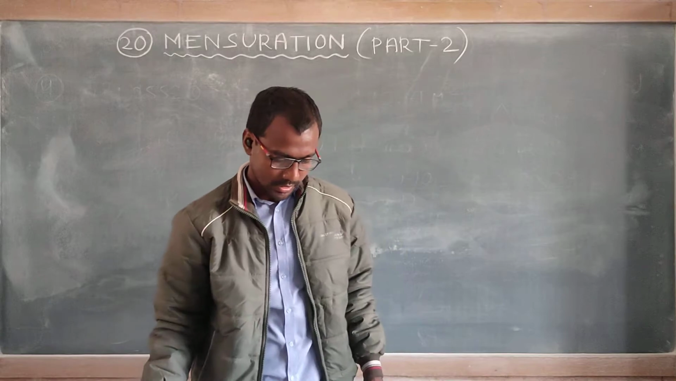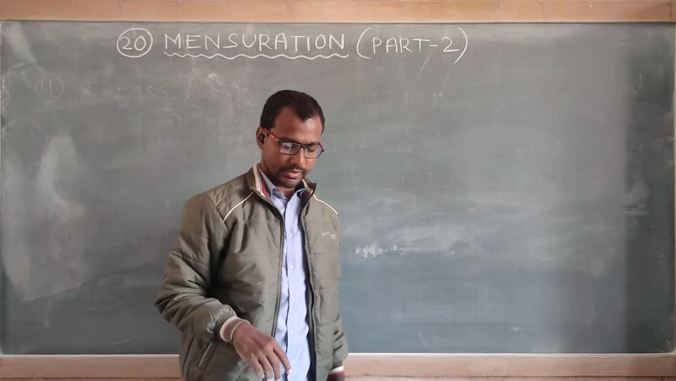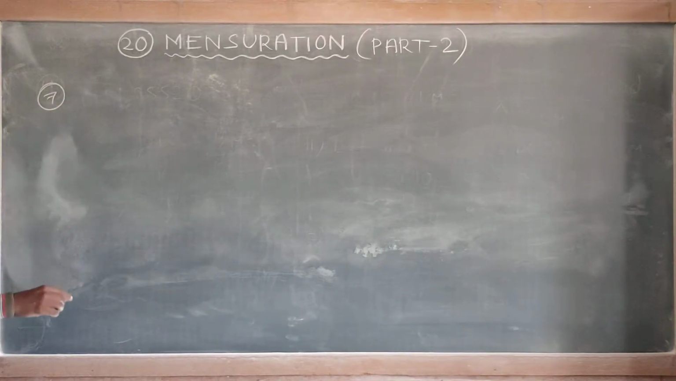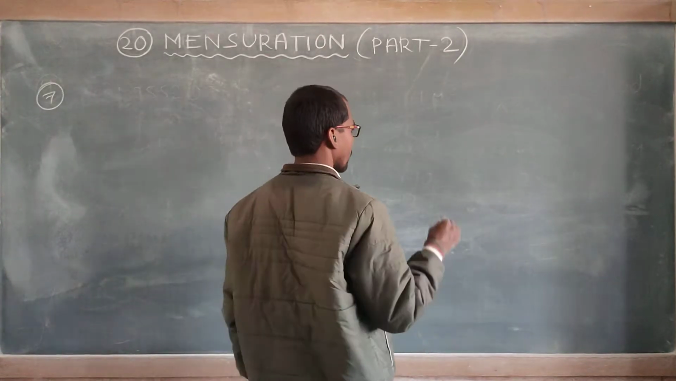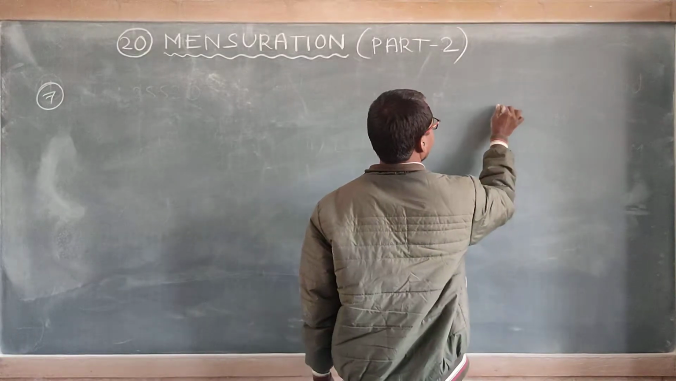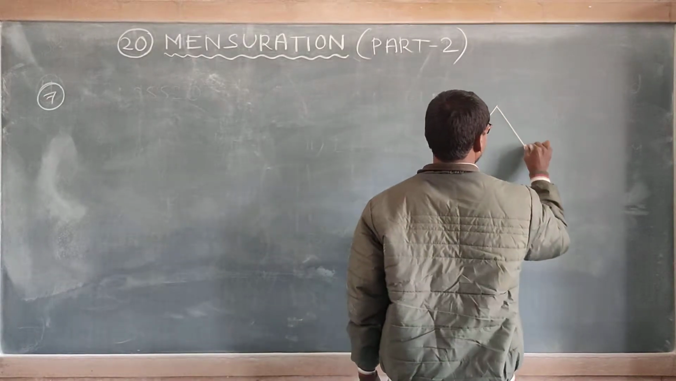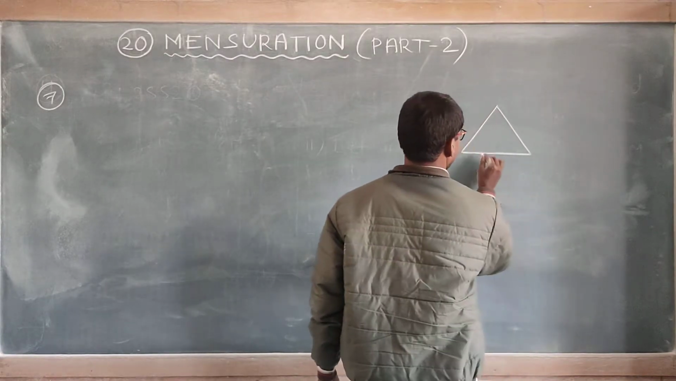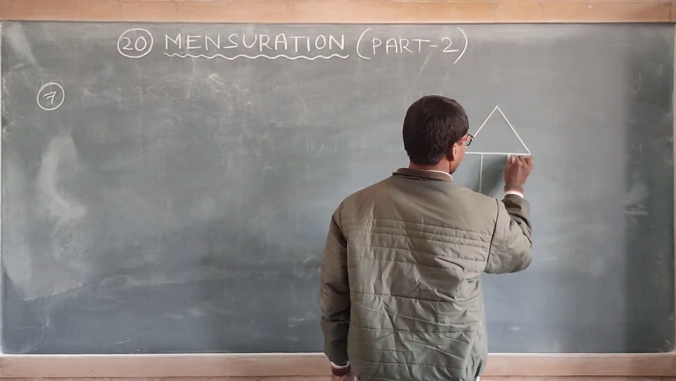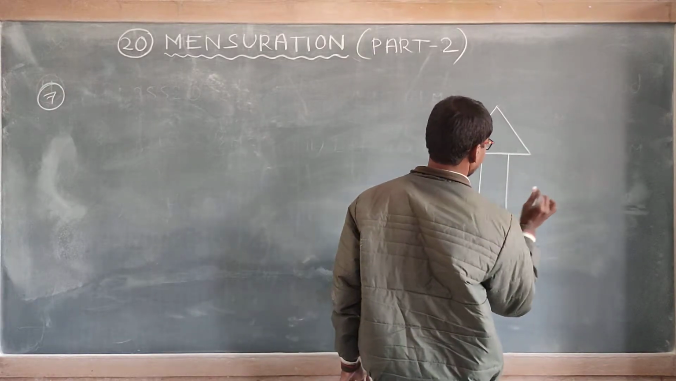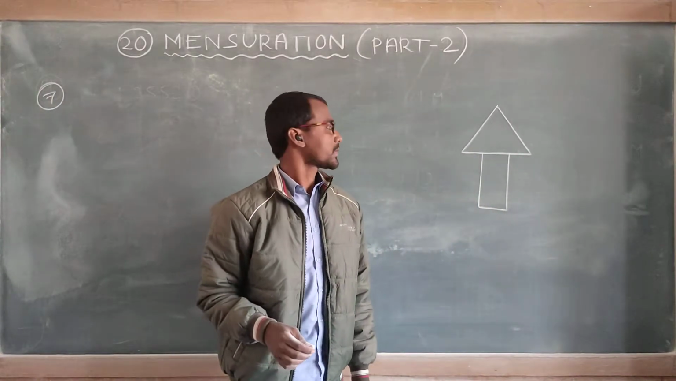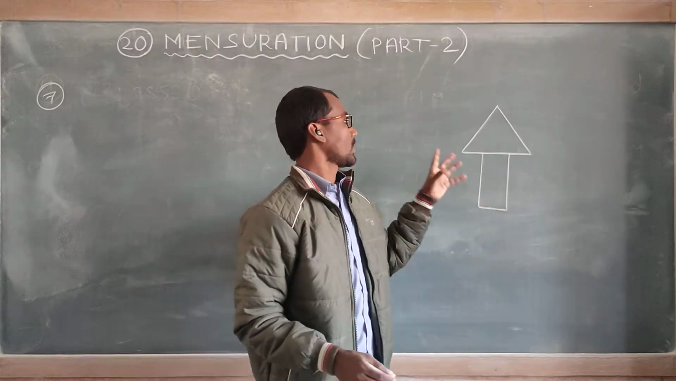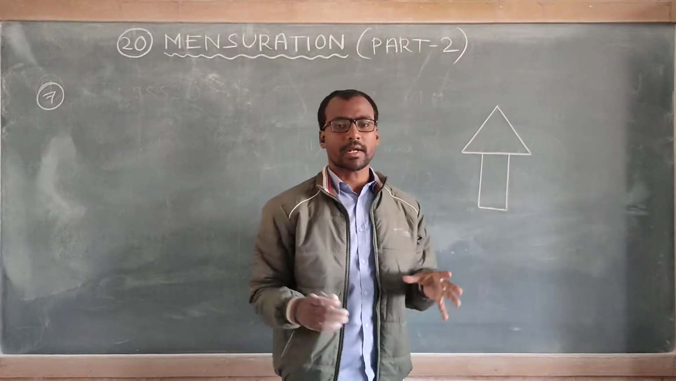Now move to question number 7. The diagram is given. There is a wooden toy which is a combination of a cone and a cylinder. From the side it looks like a triangle and a rectangle, but it is not. Assume that this is a cone and this is a cylinder attached to each other.